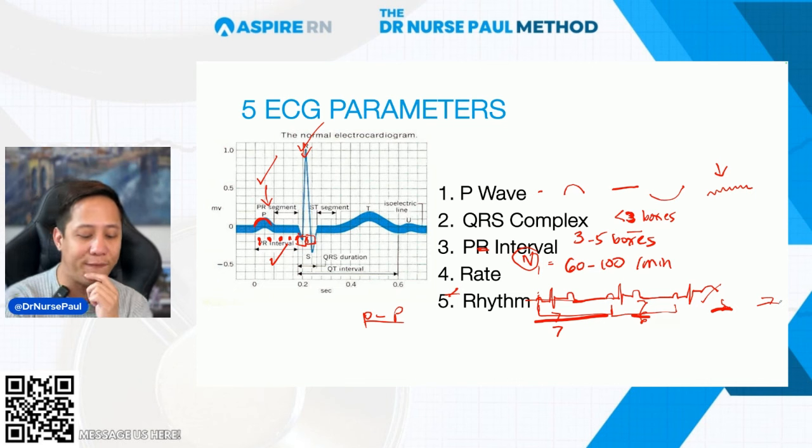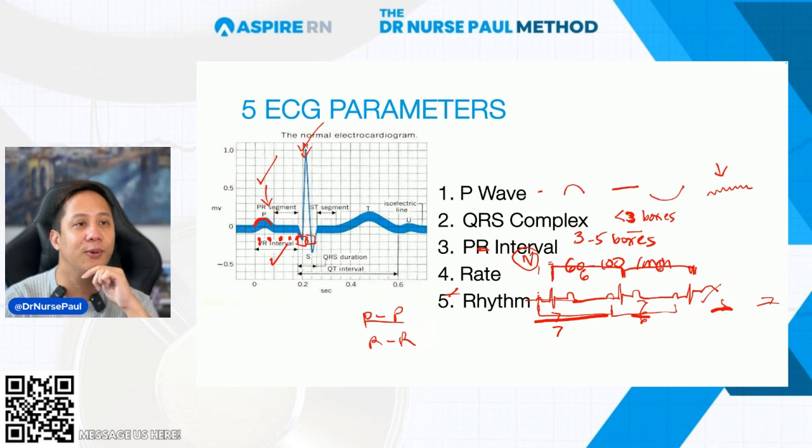Now, to check for ventricular rhythm, what are you going to check? You check R to R. So guys, look at this R right here, R to another R. You count the boxes in between. Say, for example, this is six boxes and this has six boxes. Is that regular? Yes or no? Yes.